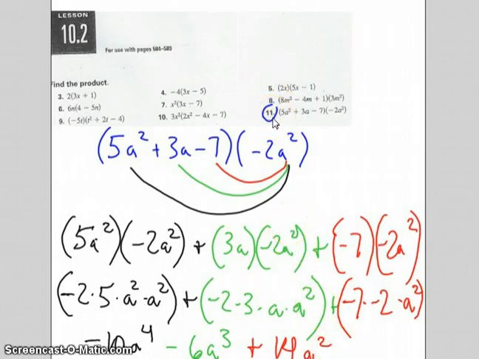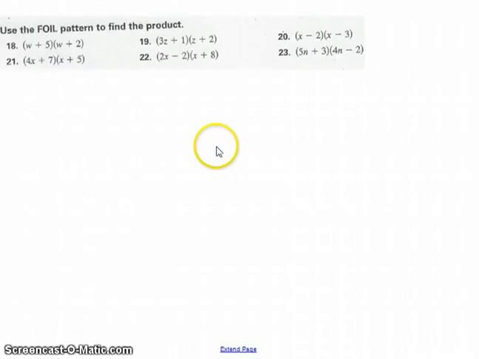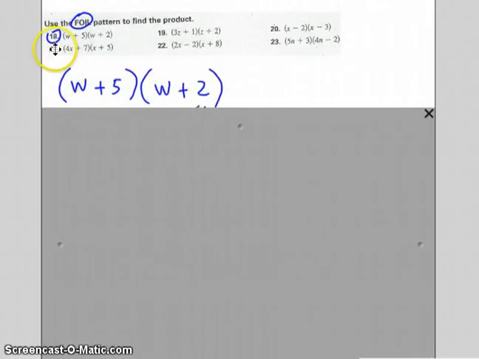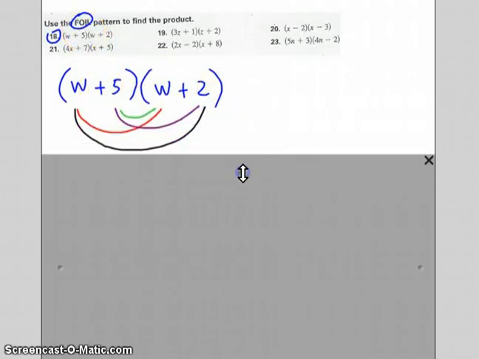Let's move on. The FOIL pattern. We've talked about this over the past couple of weeks, a couple of times now. First example I'm going to do is number 18. W plus 5 times W plus 2. Well, let's remember first what the FOIL pattern stands for. Stands for first, outer, inner, last.